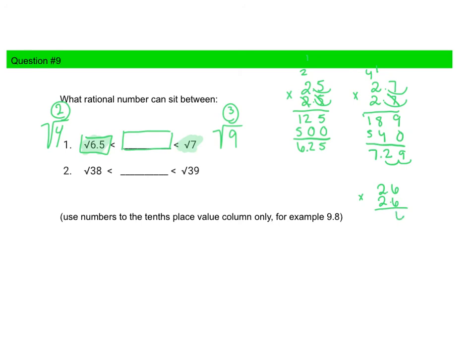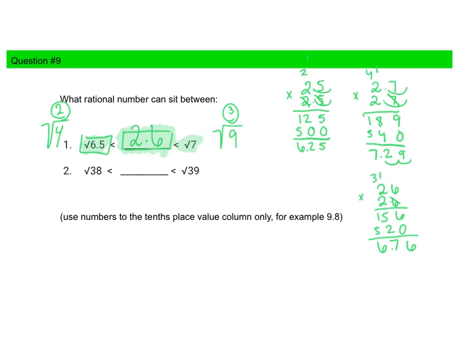So 6 times 6 is 36. 6 times 2 is 12, plus 3. 13, 14, 15. Space holder. 2 times 6 is 12. Carry the 1. 2 times 2 is 4, plus 1 is 5. We have 6, 7, 6. So I got 6.76. So is this in between 6.5 and 7? Yes. So the number that's in between those two, what rational number sits in between? 2.6 is in between those answers. Okay?